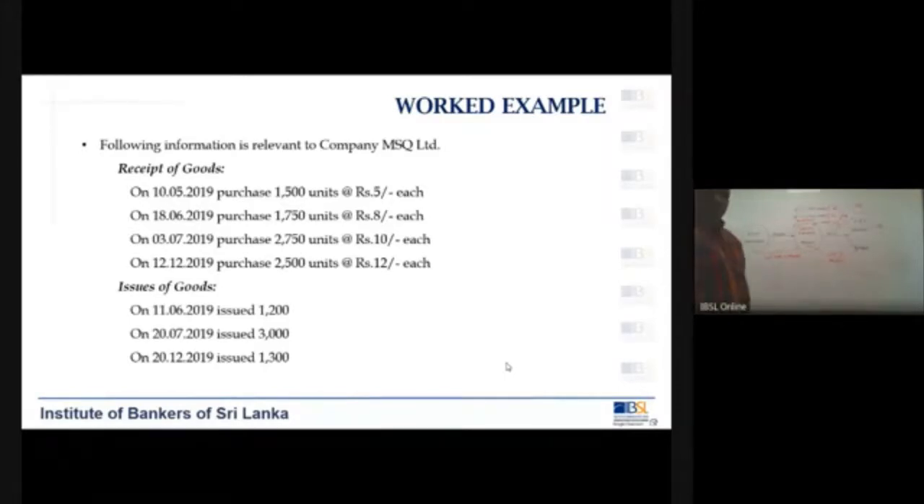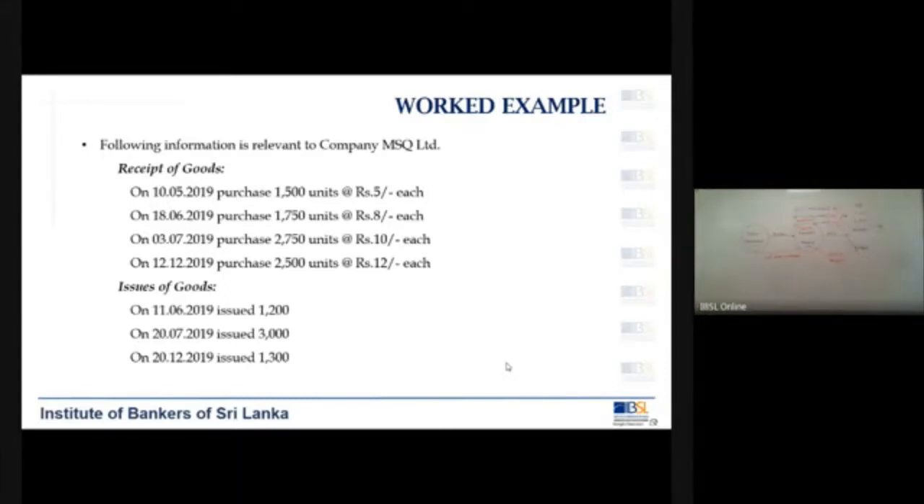Then on 18th June, they have received 1,750 at the rate of 8 rupees. On 3rd of July, they have received 2,750 at 10 rupees each. On 12th of December, they have purchased 2,500 units at 12 rupees each.